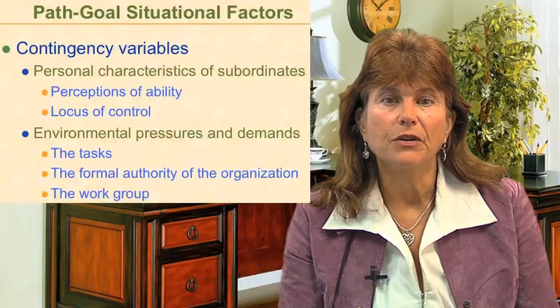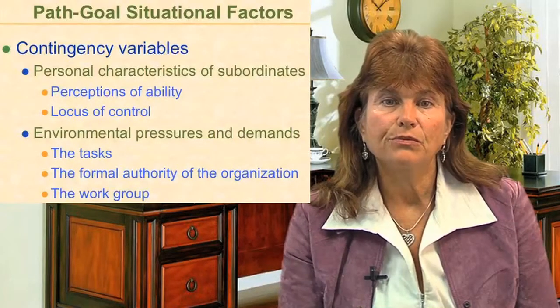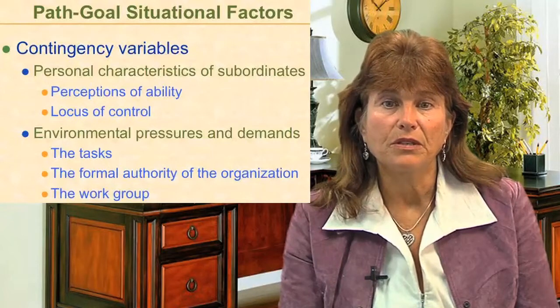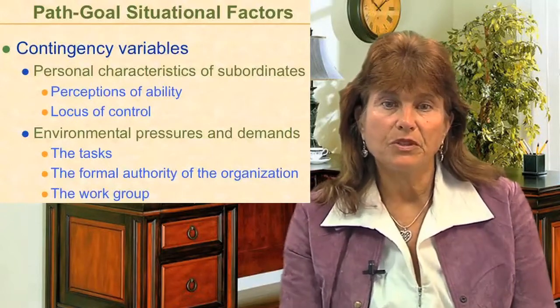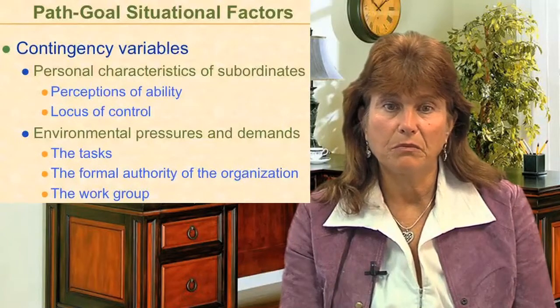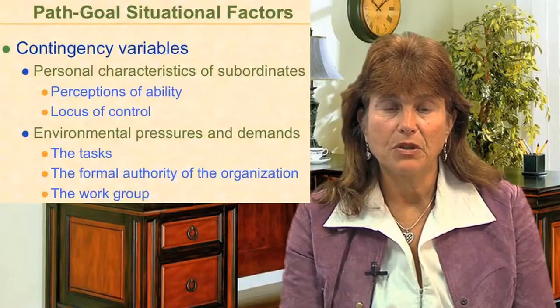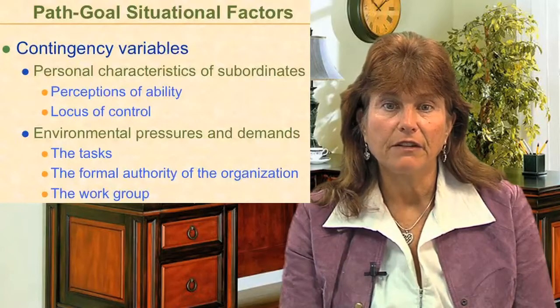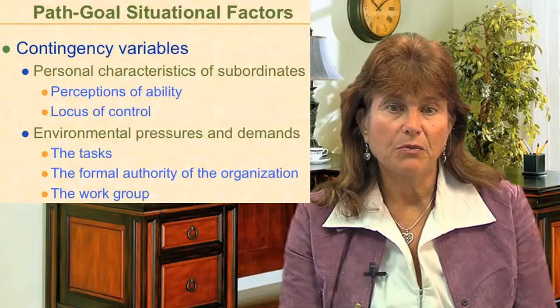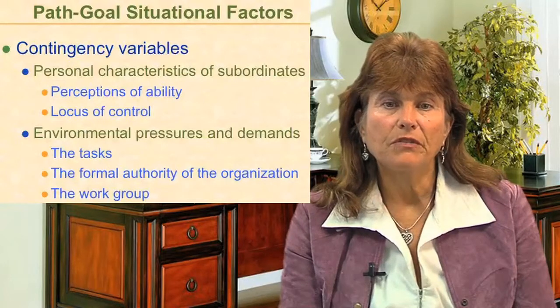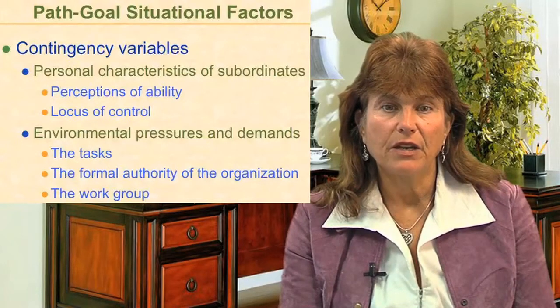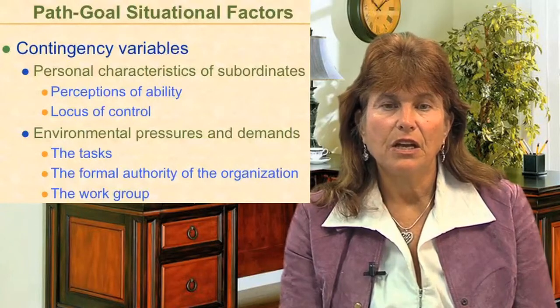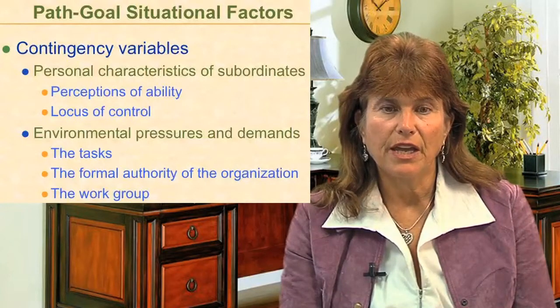In terms of path-goal situational factors, we have contingency variables that relate to the characteristics of the subordinates. So in different groups we have perceptions, and some people think some leaders are better than others, and a lot of it's around perception. We have locus of control, in terms of the control factor of the leader or the perception that the subordinate may have. We have what we've termed environmental factors that have to do with the nature of the task, the structure of the organization, and the design of the work team.